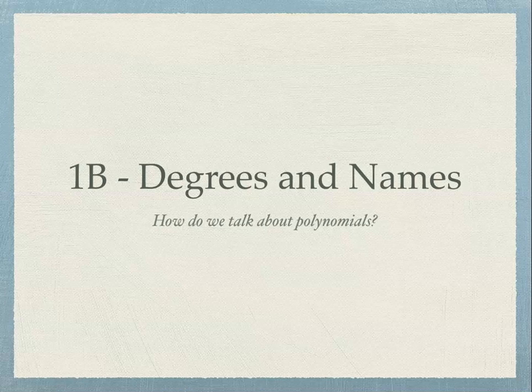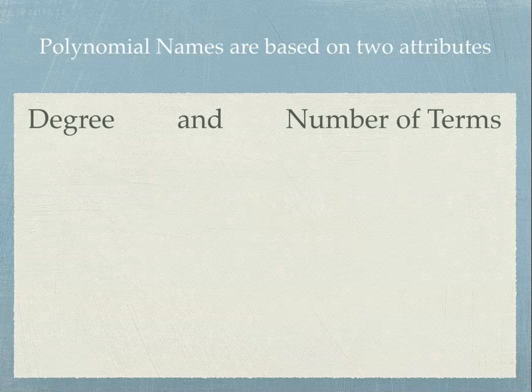It is helpful when we're talking about polynomials to be able to name the exact kind of polynomial that we're talking about. And in order to do this, we use the degree and we use the number of terms. So using the degree and the number of terms, we're able to come up with a very specific name for a polynomial. If a polynomial has a degree of 0, all right, then we call that a constant polynomial.